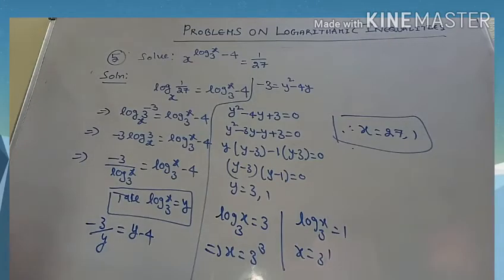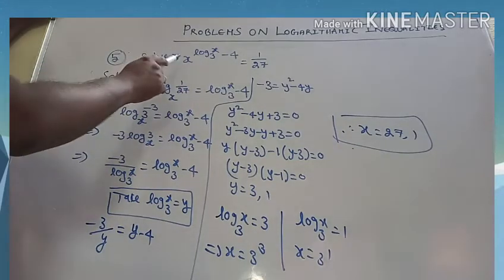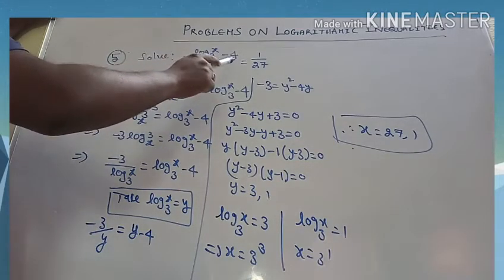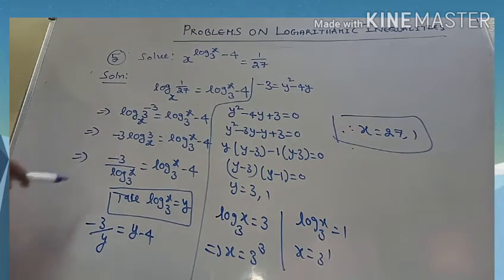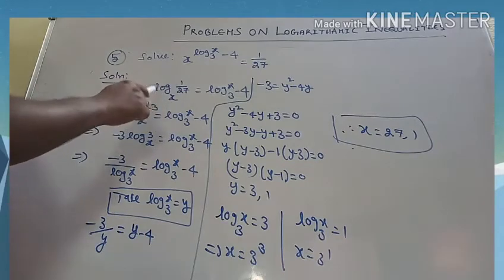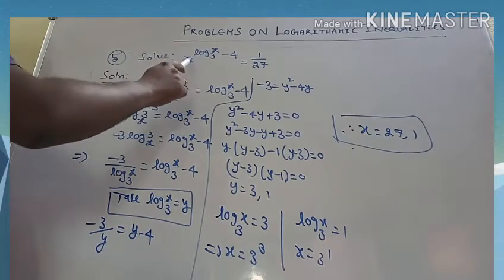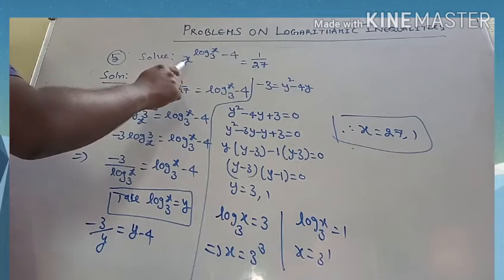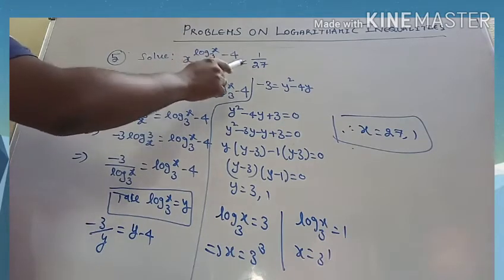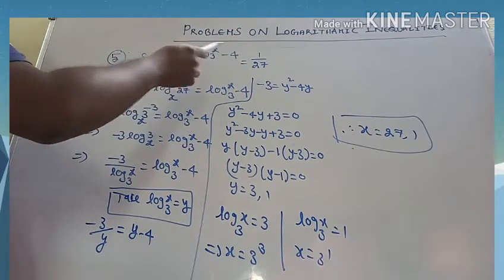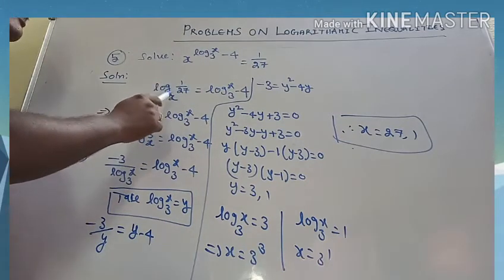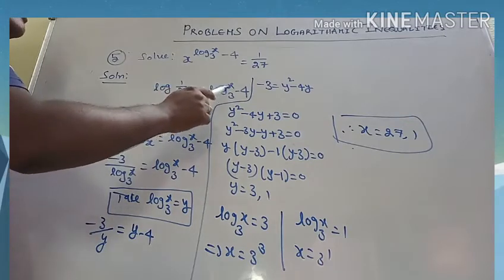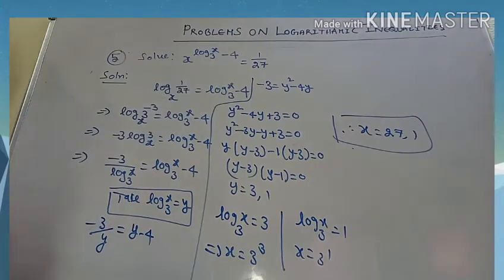Now another problem, which is from the material. Solve x power (log x to the base 3 minus 4) is equal to 1 by 27. You convert this into logarithmic form. Here we have x power something equal to 1 by 27. Then we have log 1 by 27 to the base x is equal to log x to the base 3 minus 4.